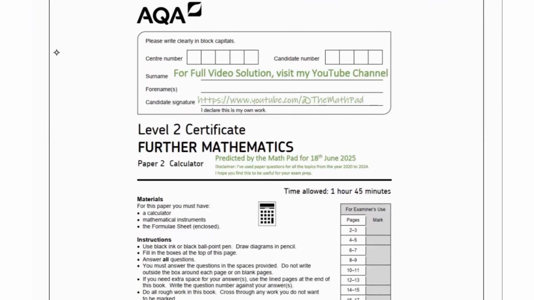So, as promised, I have made a predicted paper for paper two. It's going to be the calculator one for AQA Level 2 Further Maths. I've included all of the topics that did not come in paper one. Some of the topics are sometimes repeated in paper one and paper two, but the difficulty level of questions changes. So, based on that, you will see some topics being repeated.